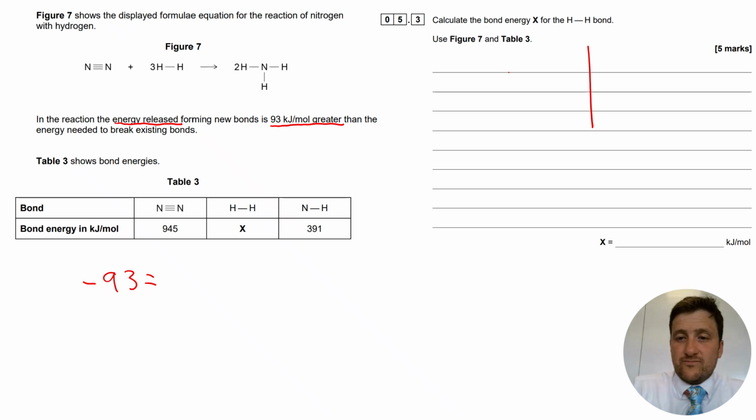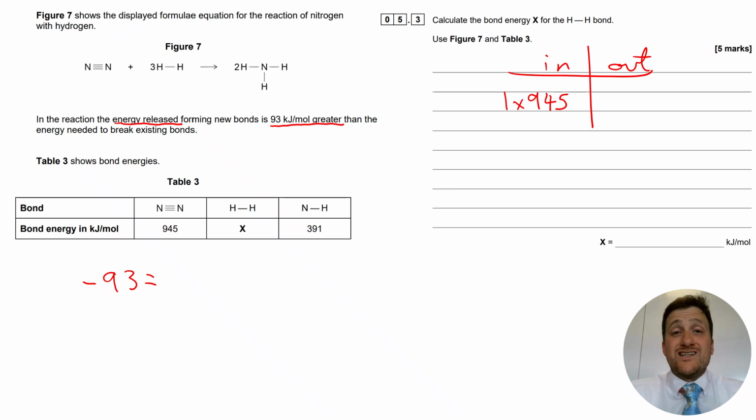The rest of it, I've got to work out how much energy I need to put in, to a certain extent, what's my activation energy, and then how much total energy is going to be given out, so I can calculate the difference, which is going to be 93, or negative 93. So what do I use? My 945, because I've only got one of those. The amount of energy in is 945 kilojoules per mole, but I've also got my hydrogen, and I've got 3 lots of X. I don't know that, it's going to be 3 lots of X.